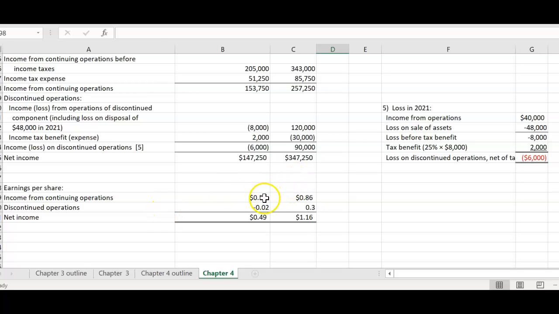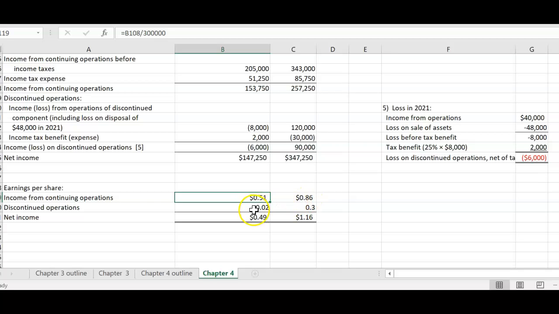Now, our earnings per share, we have to break it down by the income from continuing operations and discontinued operations. So, I'm showing you the formula here. We would go up to B108, which is the income from continuing operations of $153,750 divided by the shares outstanding of 300,000, and that would give you 51 cents. You would do the same calculation in 2020, except it would be C108, which is income from continuing operations, divided by the 300,000 shares outstanding.